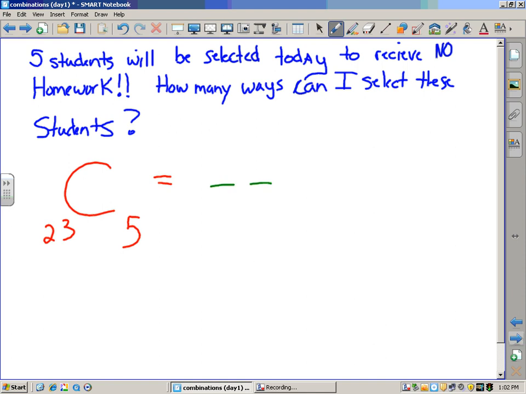Okay, I have 5 slots right over here to pick my favorite 5 students that don't get homework. How many people can I choose to be the first person? 23. Then I have 22. Then 21. Then 20. And then 19. I multiply all those together and I get this really big number.